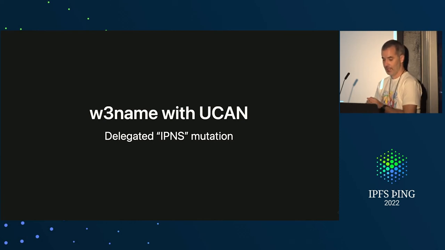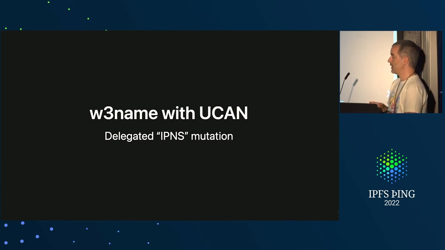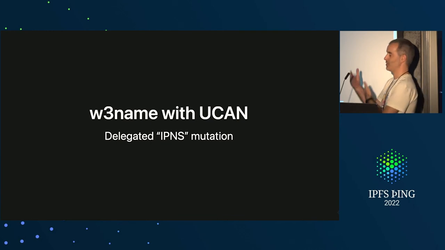So yeah, I was talking about how we can do multiple operations inside the CAR file. One of the nice things would be to have delegated IPNS mutations. And that's the thing we really want to go into. We already have W3 name, which was a previous talk early in the day, but what would be really interesting is to support UCANs in something like W3 name, which is not actually IPNS, and it's really hard for it to be IPNS until IPFS supports UCAN.